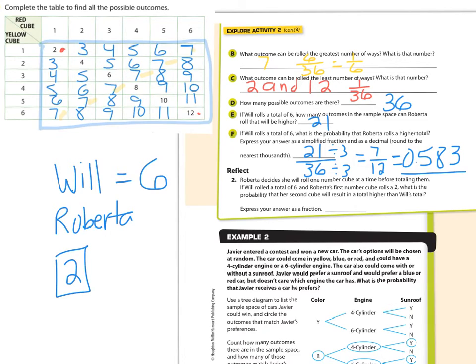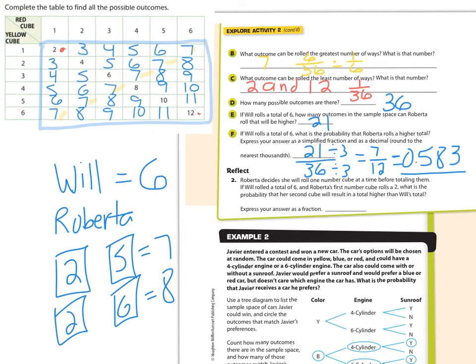And we have to figure out how many ways Roberta can get a number that is bigger than 6. So think about it this way. If Roberta rolled a 2 and a 1, that would only equal 3. A 2 and a 2 would equal 4. A 2 and a 3 would equal 5. A 2 and a 4 would equal 6. So she would need to get a 2 and a 5, which would give her 7, or a 2 and a 6, which would give her 8. So that means she only has 2 chances out of the 6 on the number cube, or a 1 out of 3 chance.